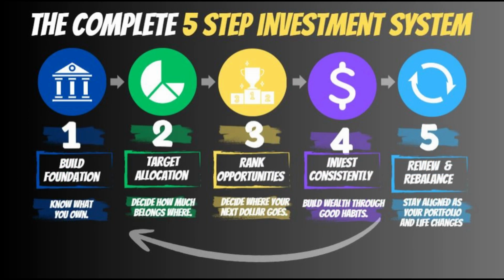And now we've reached the final step. But here's the interesting part. Step 5 isn't really the end. It's the beginning of the next cycle. You build your foundation. You set your target allocation. You rank your opportunities. You invest consistently. Then you review and rebalance. And then, you do it again. Your investment system becomes a continuous process.